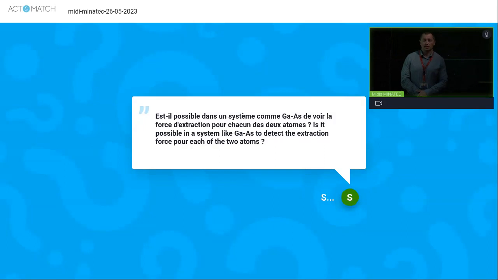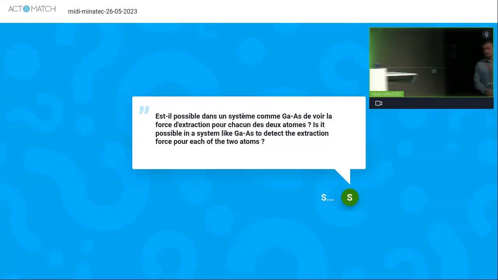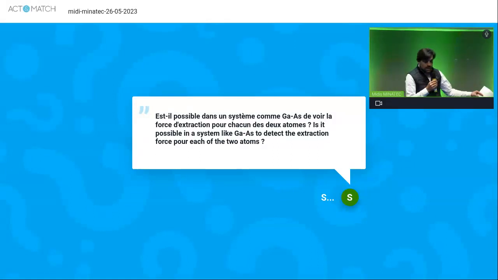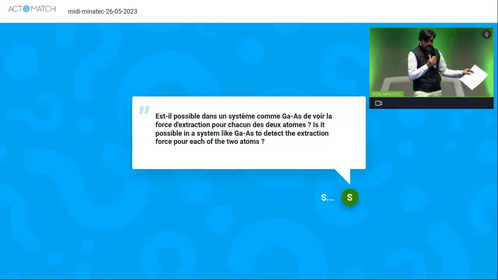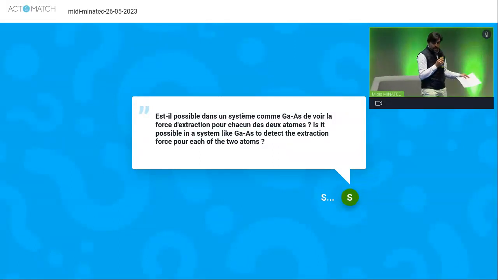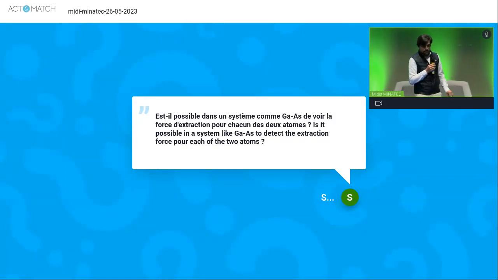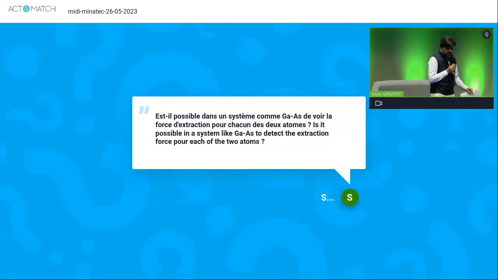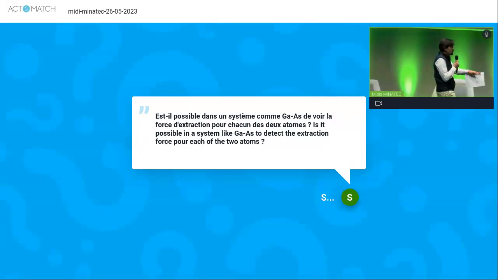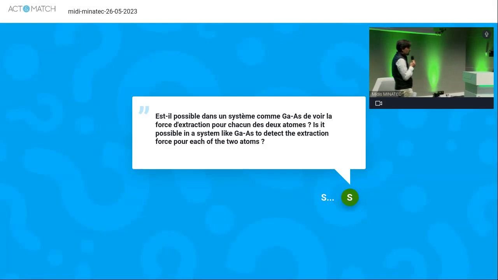Okay, thank you. More questions? Yes, we have one here through the chat. Is it possible in a system like gallium arsenide to see the extraction force for each of the two atoms? So is it possible to see the extraction force for both atoms, for gallium and for arsenic?